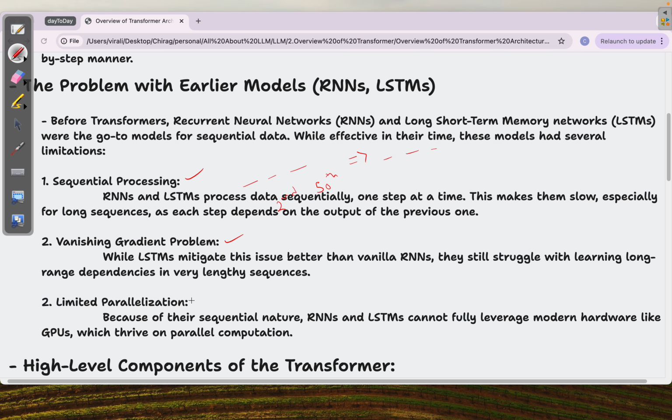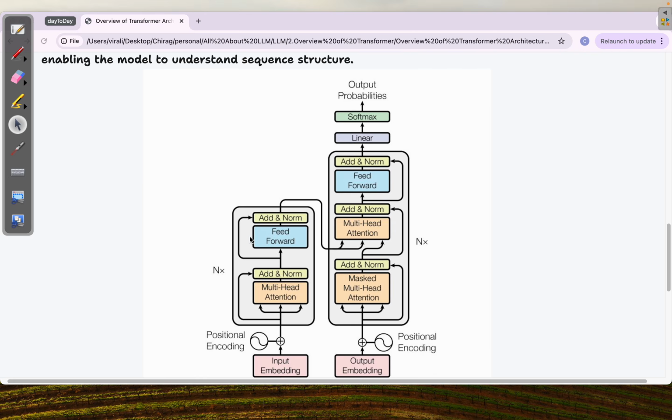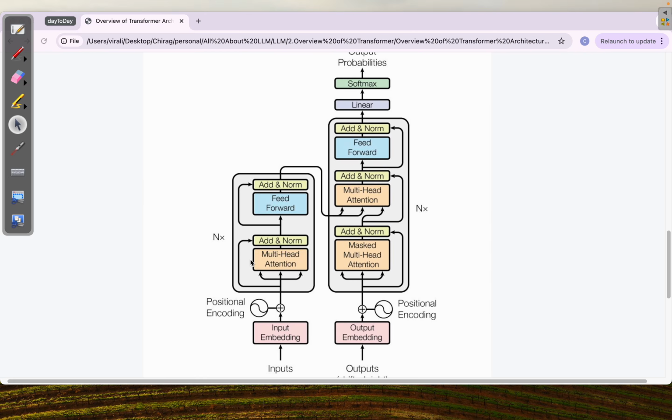The third problem was limited parallelization. As I said, this is a sequential model, so it cannot be parallelized to effectively utilize the GPU or the computational power. With the transformer, we can parallelize the architecture, or you can say the transformer model, to get the output. So now let's see how the architecture looks. This is the architecture of the transformer model.